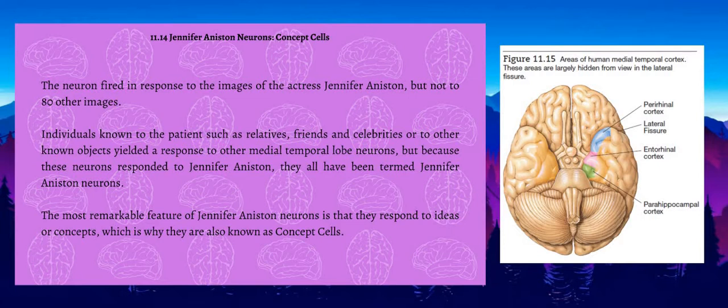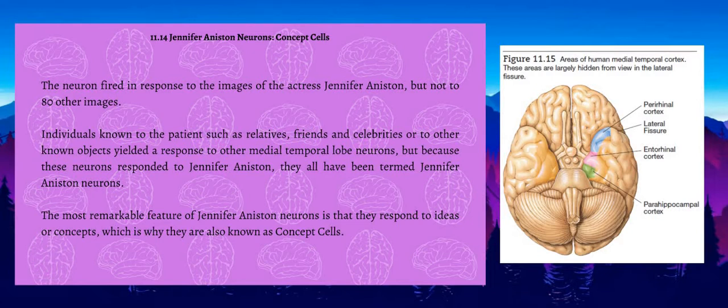So these Jennifer Aniston neurons are highly selective. They only respond to a small number of test objects or individuals. They are also highly invariant. If a neuron responded to a specific object on test 1, it will only respond to that object on all subsequent tests. The most remarkable feature of Jennifer Aniston neurons is that they are concept cells.